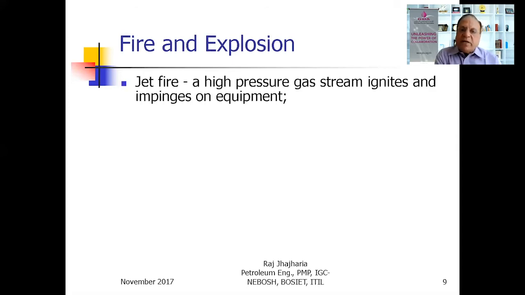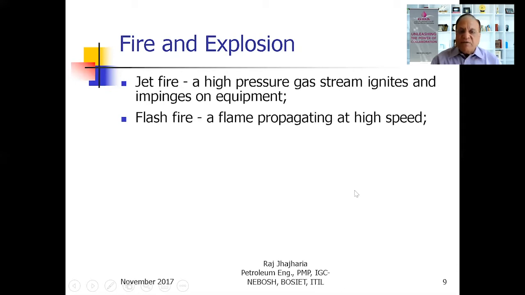Now let us look at what are the different types of fire and explosion which can happen in the hydrocarbon industry. One form of fire is called jet fire. What is it? It's simply a high pressure gas stream which gets ignited and then it impinges on equipment in the surrounding. So imagine a pipeline carrying a high pressure gas suddenly ruptures and it develops a hole, and through that hole, the gas stream is thrown out in a very high power jet, and it gets ignited. So it is like a flame, and this flame could be directed to any equipment which is lying in the surrounding of that pipeline, and that equipment now will get damaged because of this gas stream. So that's called jet fire.